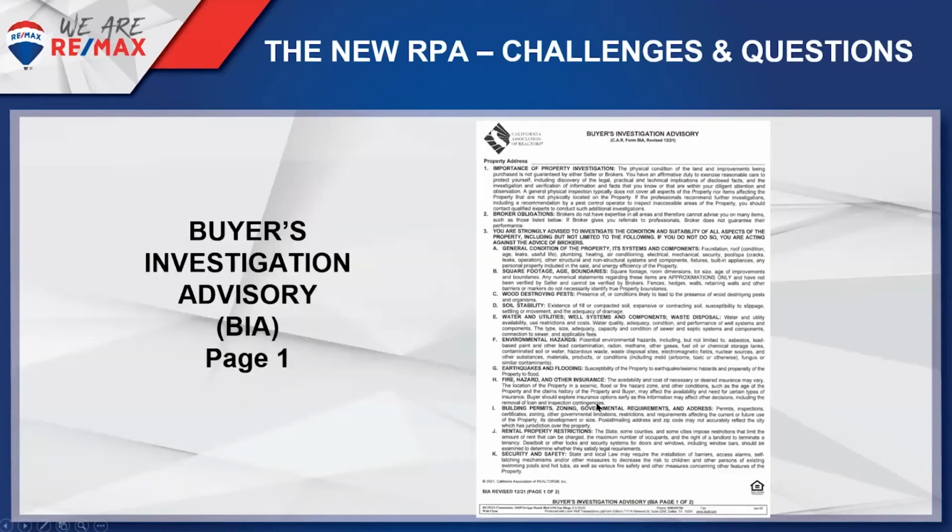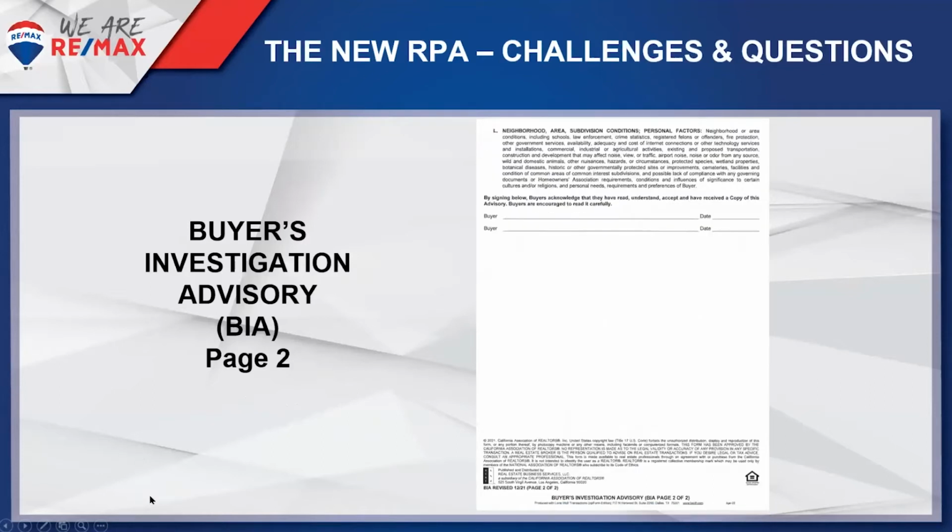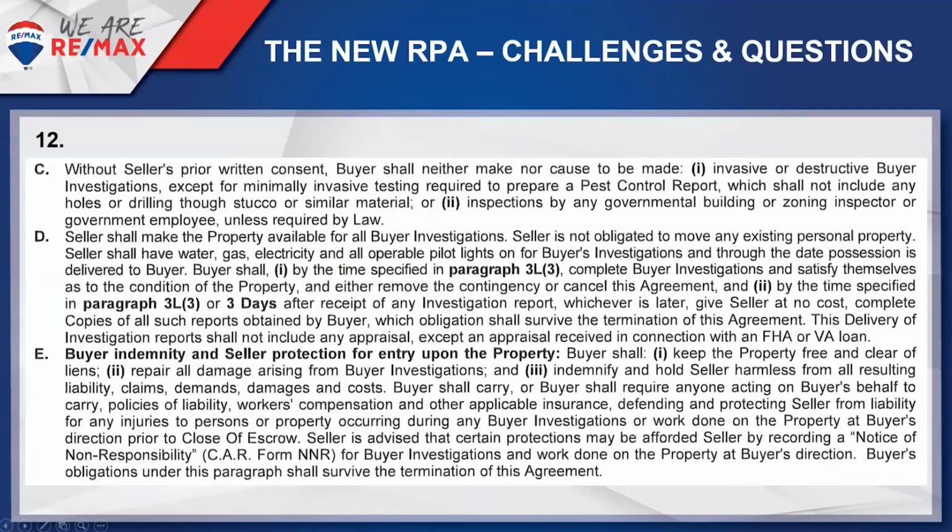And so the BIA is a nice form. Often agents sort of just look at that as just one more piece of paper on the stack of papers you're having a buyer sign. But this is a good form to review with a buyer because it outlines in some detail all the various things that a buyer might want to investigate as a part of their investigation period.